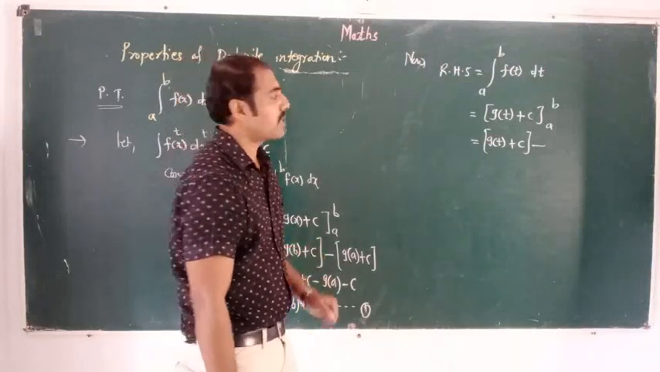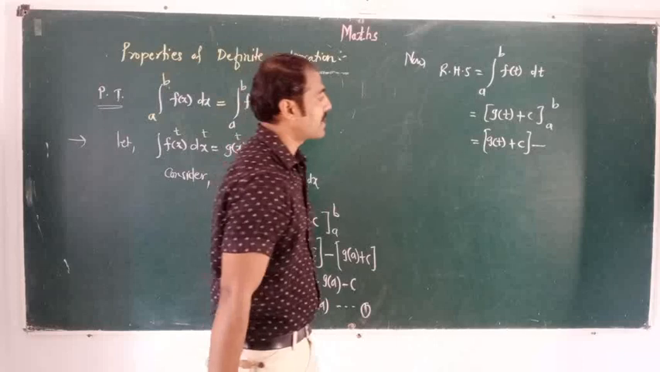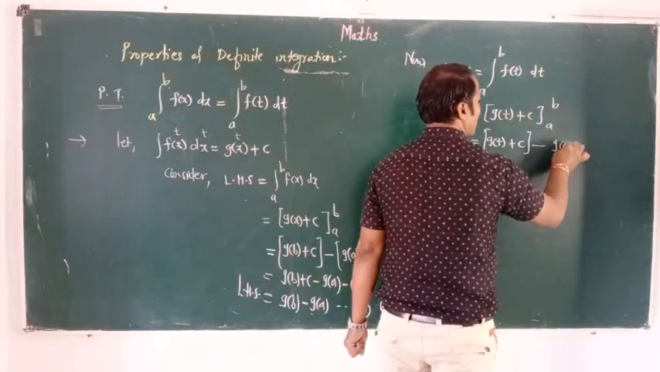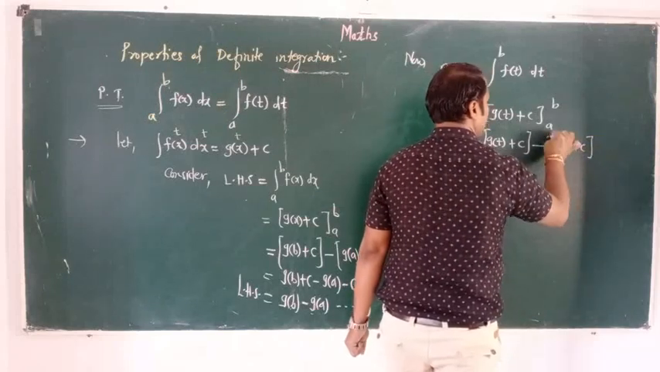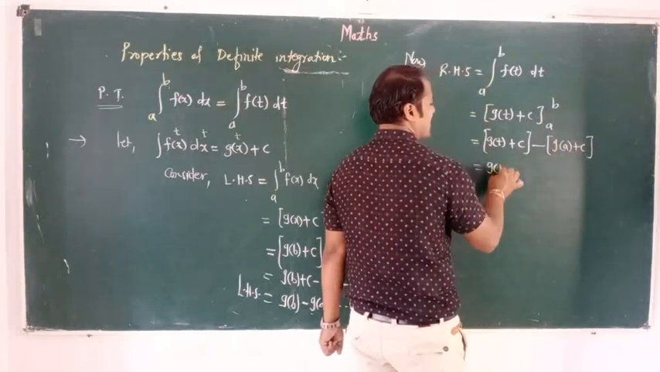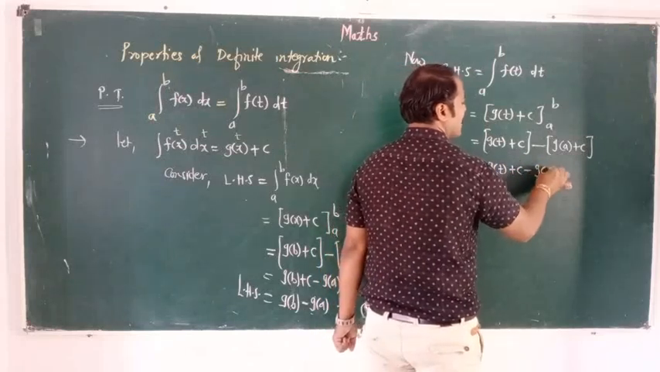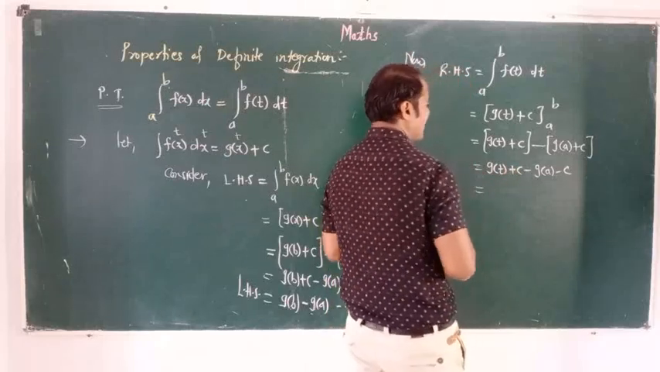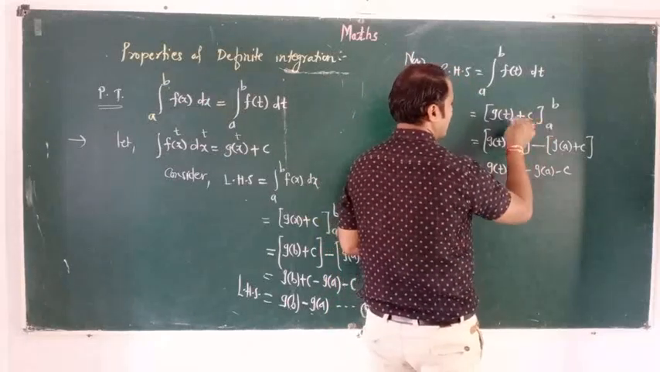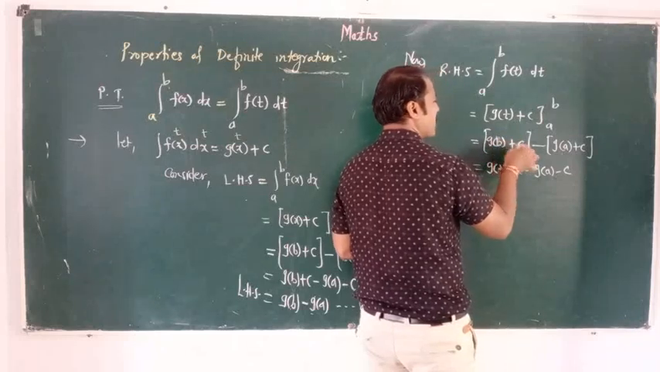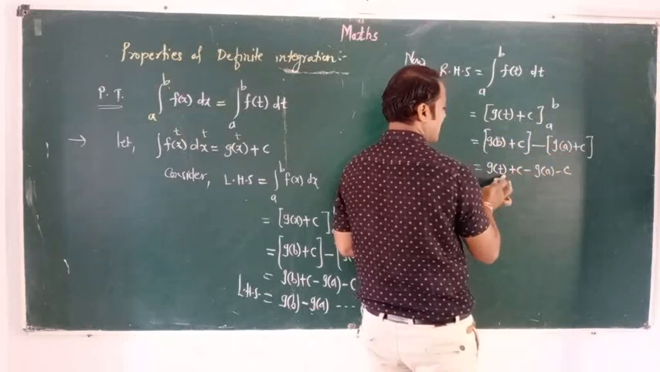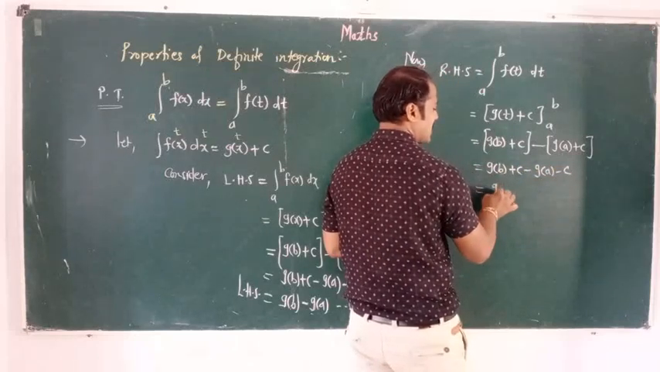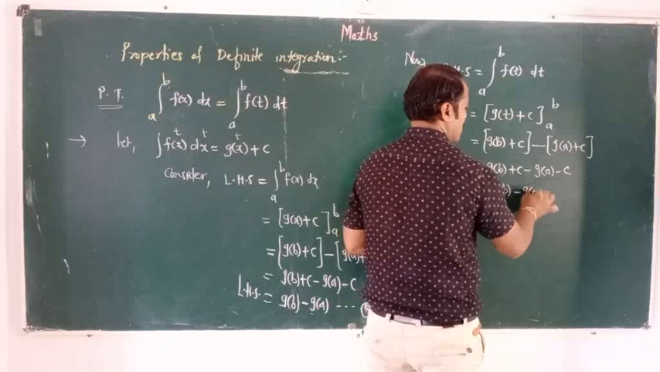This is the fundamental principle, or fundamental theorem, of integral calculus. The lower limit is a, so g of a plus c. After simplification we get g of b plus c minus g of a plus c, that is, g of b plus c minus g of a minus c. Plus c and minus c get cancelled. It's g of b minus g of a.